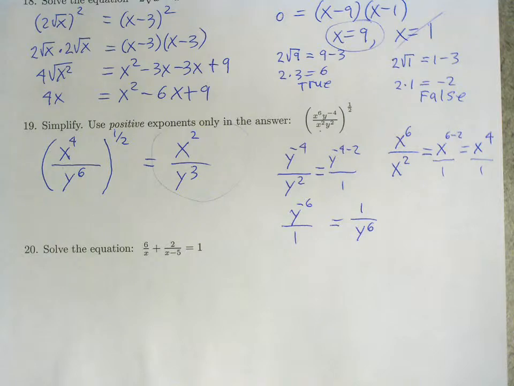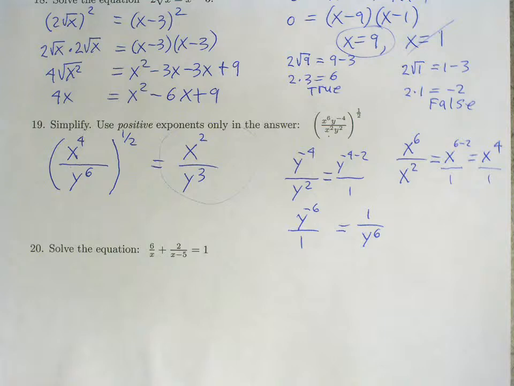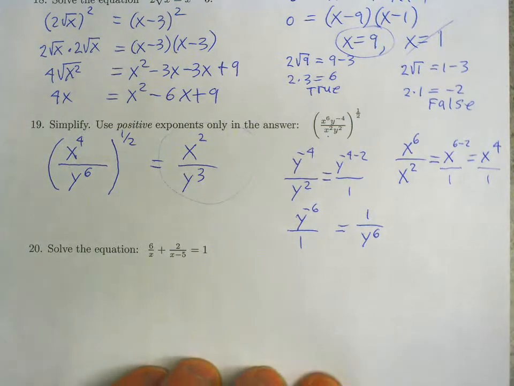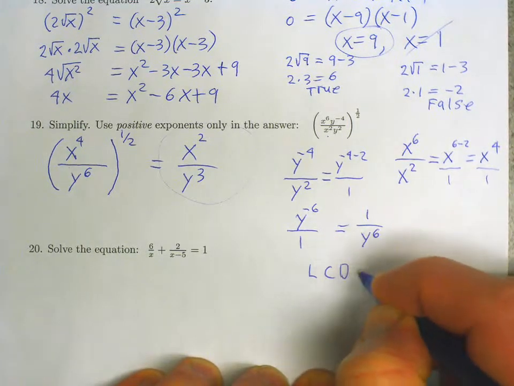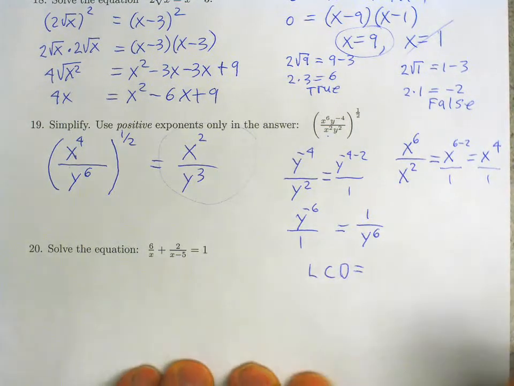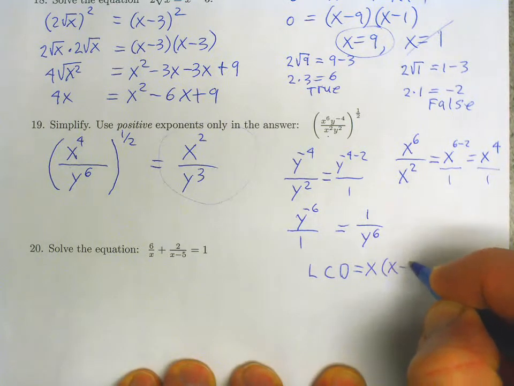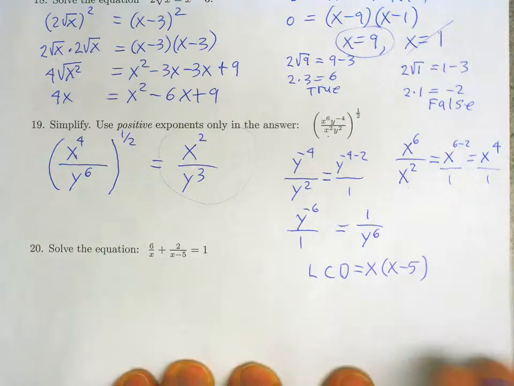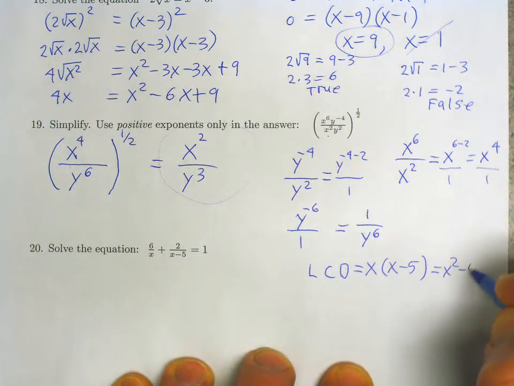Okay, the next problem, solve the equation with rational expressions. 6 divided by x plus 2 divided by x minus 5 equals 1. Okay, so the standard way is identify the least common denominator. The least common denominator is x times x minus 5. You can also multiply that out to get x squared minus 5x if you prefer.